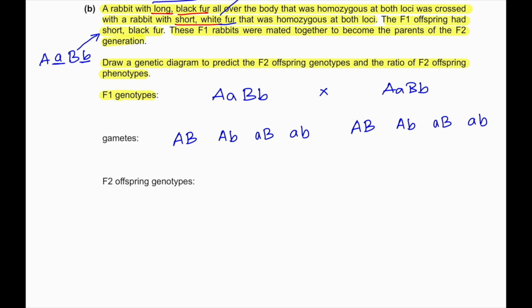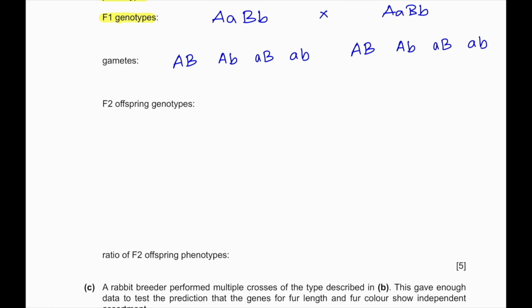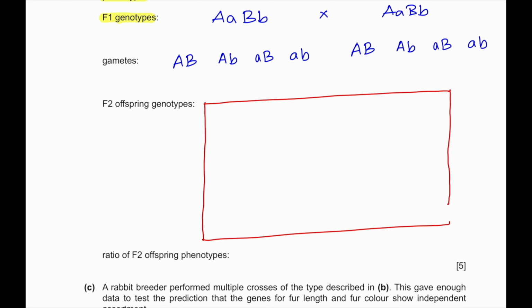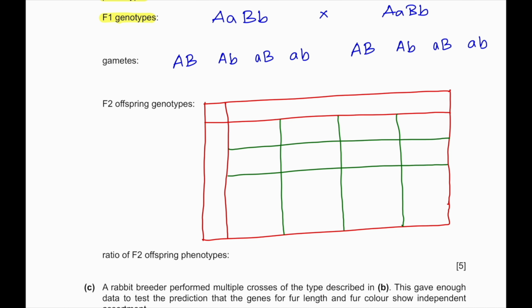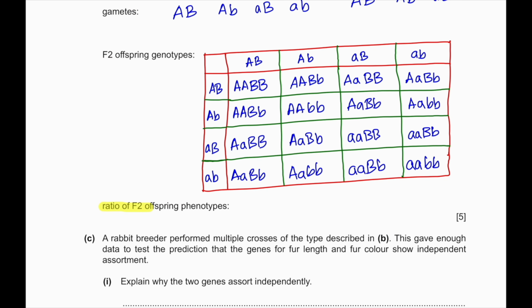Now the F2 genotypes that are going to be produced, well, it requires a diagram. Now to do the ratio of the F2 offspring phenotypes, first of all, we'll have to write down the possible phenotypes. So the possible phenotypes can be black short, white short, black long, and white long.